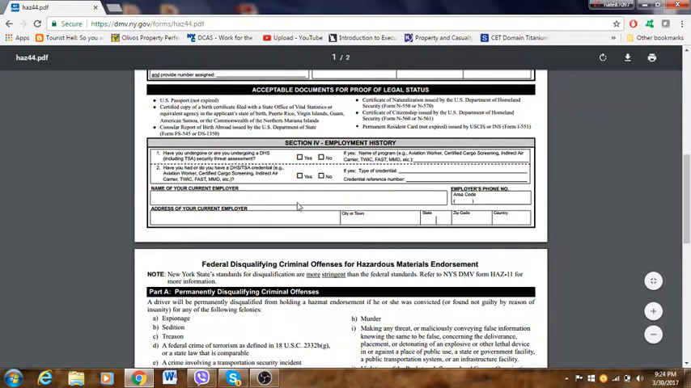Name of your current employer. I mean, if you're working with some type of employer like Uber, Lyft, just put it down. Just put in the phone number, address of wherever it is, city, state. You want to make sure everything is correct.